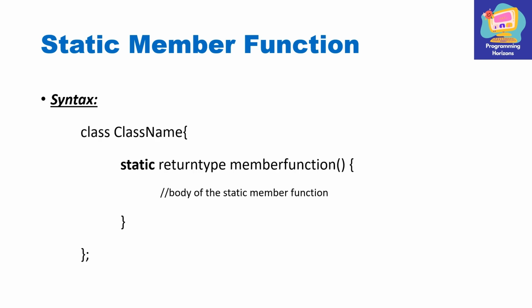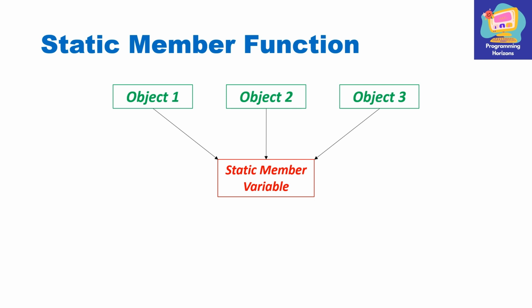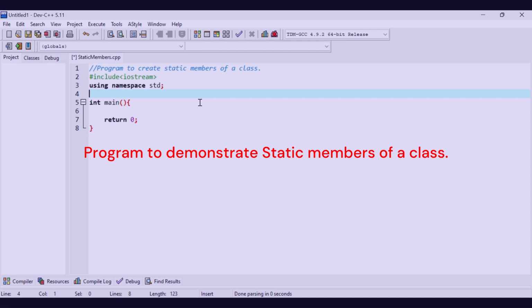Just like a static data member, a static member function is also defined inside the class using the keyword static. Earlier we saw how a static member variable is shared by all instances of a class, and if we have a static member function, then this member function can also access this static member variable. Let us understand static members of a class through this example program.